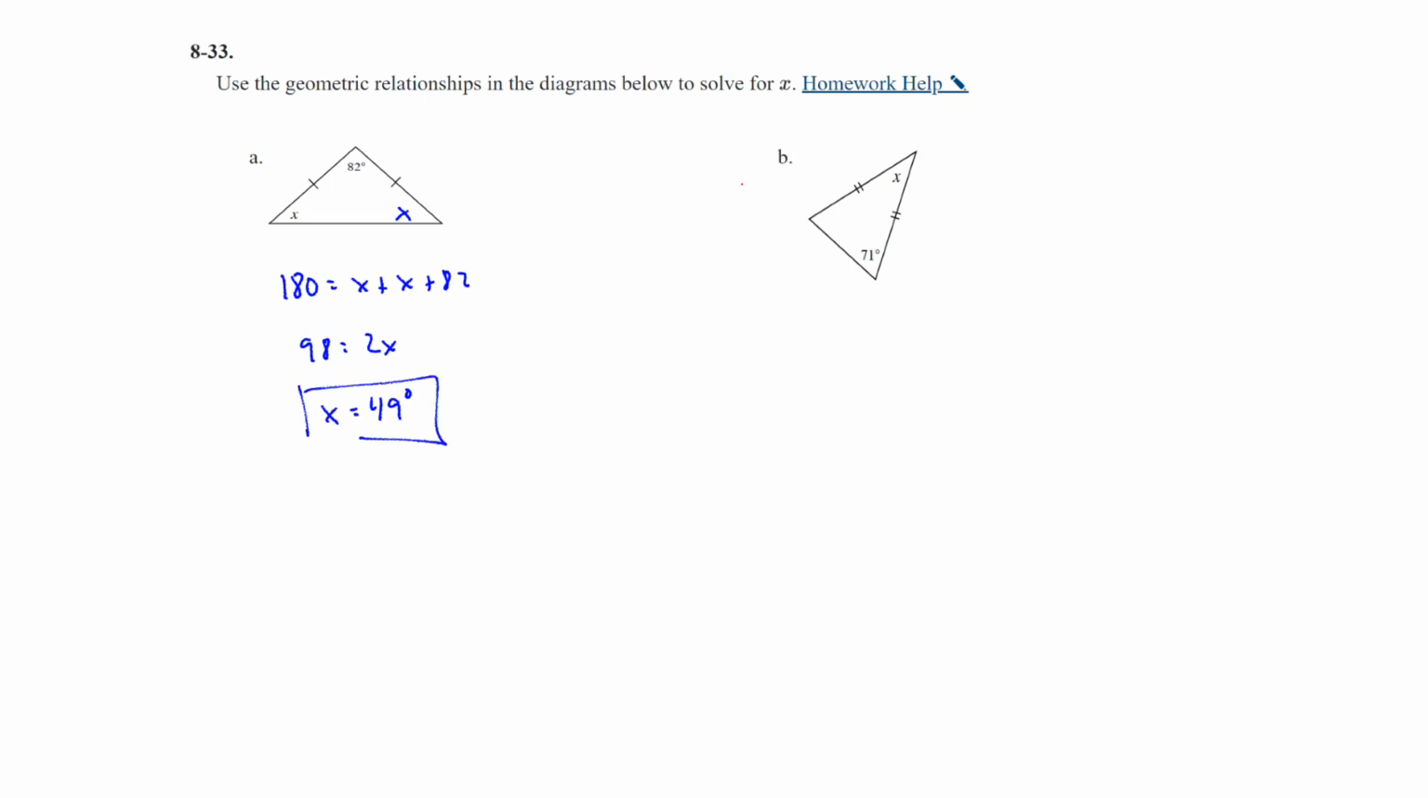On part B, once again, we have an isosceles triangle. So if this is 71, that means this is 71. So 180 degrees minus 71 degrees minus 71 degrees will give us the value of x. And so therefore x is equal to 38 degrees.